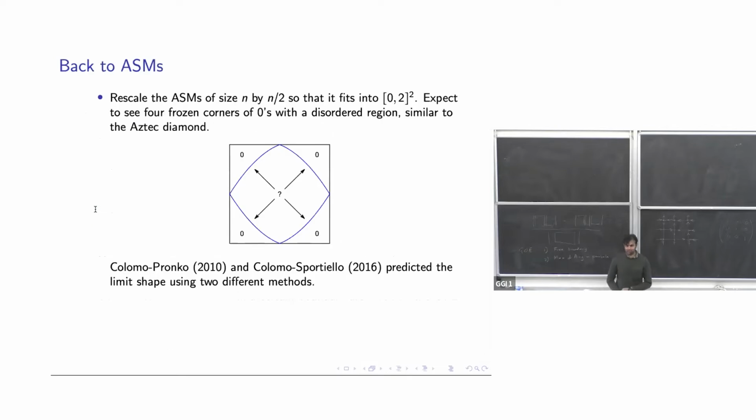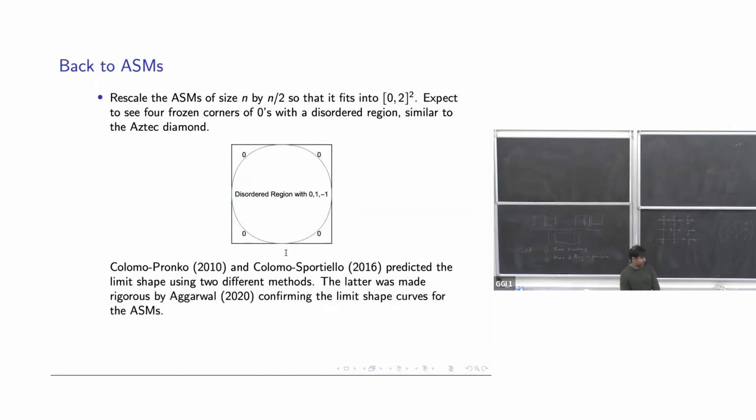Let's get back to ASMs. What we're going to do is rescale our ASM by n, so it fits in a 0-to-1 square. If we use our intuition from what we found for random tilings, what we expect to see is four frozen regions and a disordered region inside. Colomo with Pronko, and also with Sportiello, using two different methods, actually predicted these limit shape curves. It was made rigorous by Aggarwal, and they found that it's part of an ellipse. So you get four parts of an ellipse stuck together. So the limit shape is known.